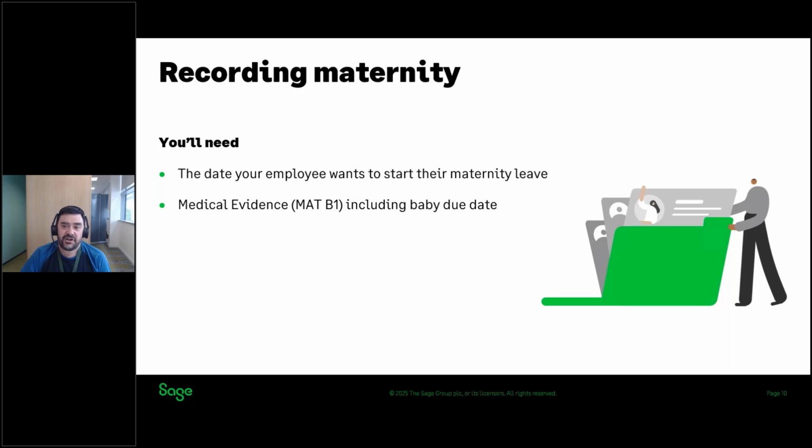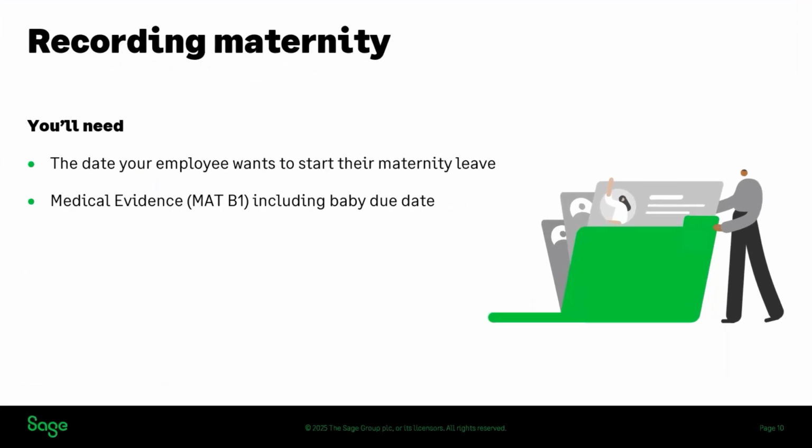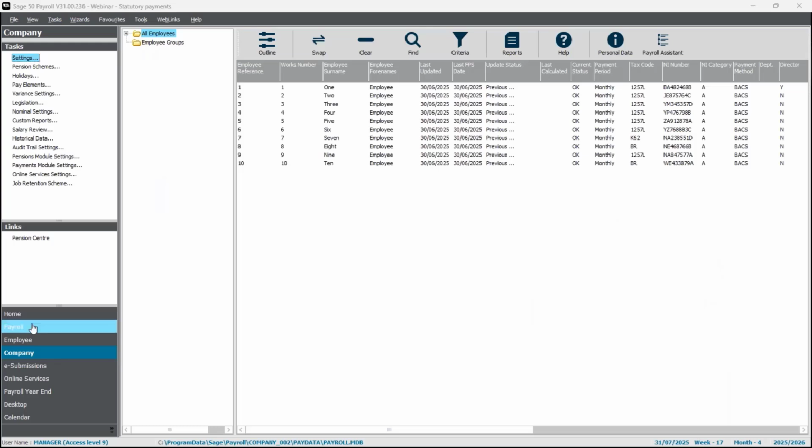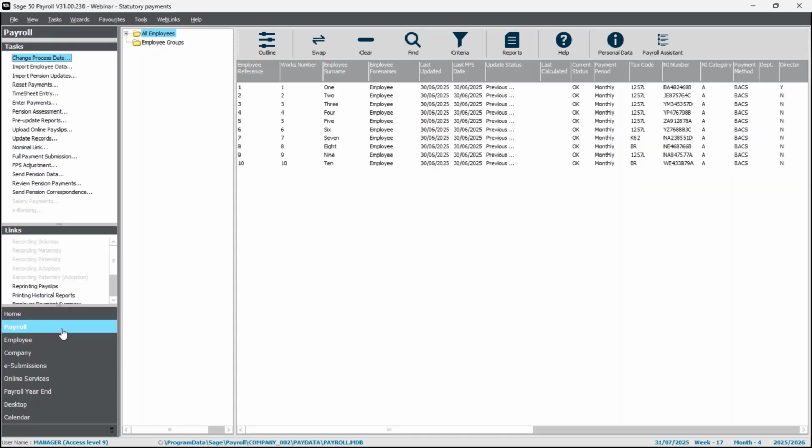So I'm going to show you how to do this now in the demo. I'm going to show you a couple of ways, a couple of places you can record the maternity details. So let's just bring the slides down once again. I'm going to return to my payroll tasks. And the first method I want to show you is the quick SMP screen.